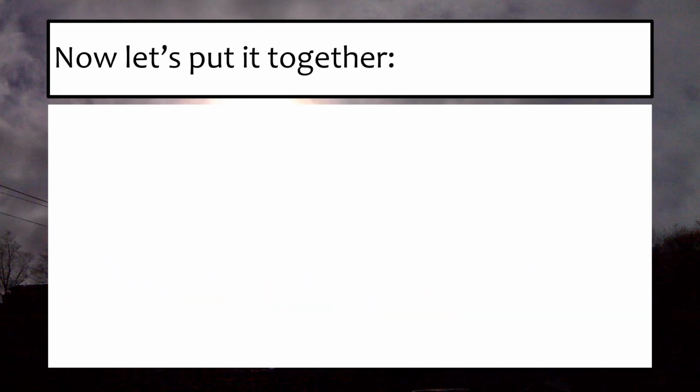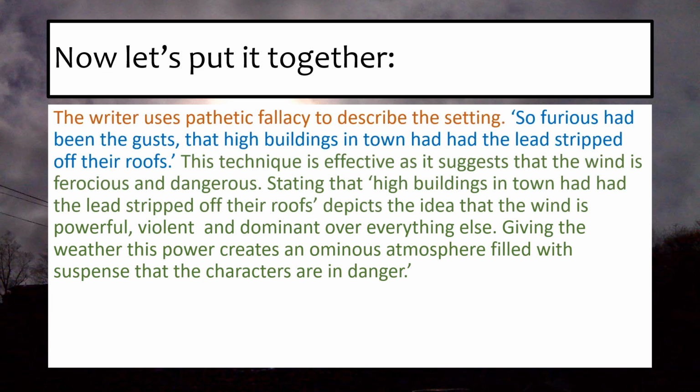Looking at all of these sections put together, this is what we should have in front of us. So the writer uses pathetic fallacy to describe the setting. That's my statement. "So furious had been the gusts that high buildings in town had had the lead stripped off their roofs." This technique is effective as it suggests that the wind is ferocious and dangerous. Stating that high buildings in town had had the lead stripped off their roofs depicts the idea that the wind is powerful, violent, and dominant over everything else. Given the weather, this power creates an ominous atmosphere filled with suspense that the characters are in danger.